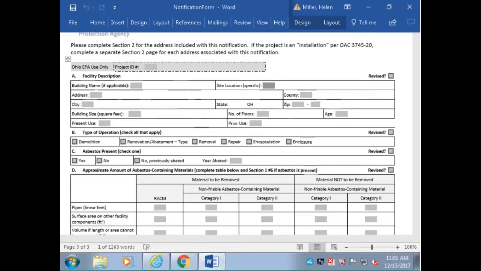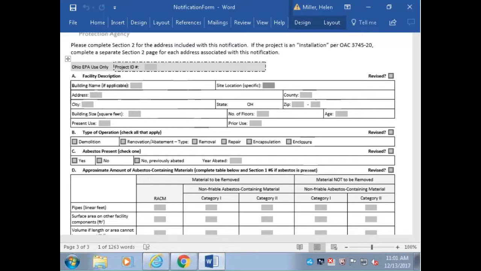For an installation with multiple buildings at the same street address, is a separate Section 2 page required for each building? No. It's one address with several buildings on there, so if you're looking over here at the notification form, site location specific, this is where you can put down building ABC, or boiler house, or guard shack, whatever it may be. So on site location specific is where you can put the building names on that address.